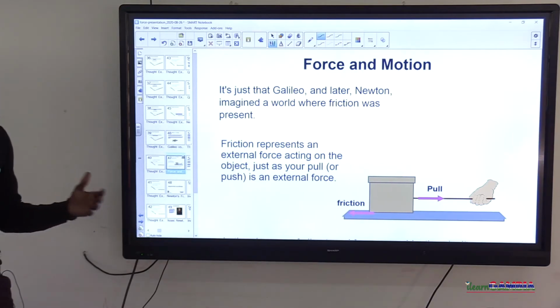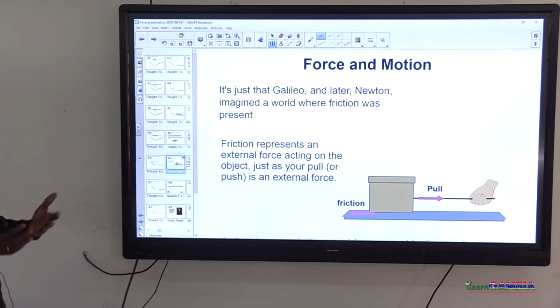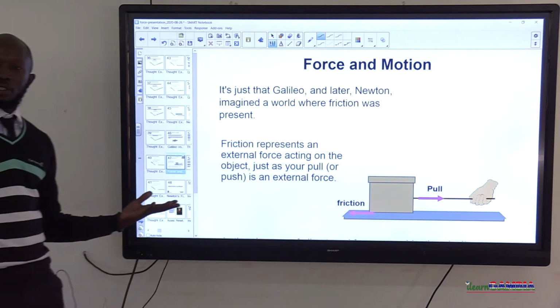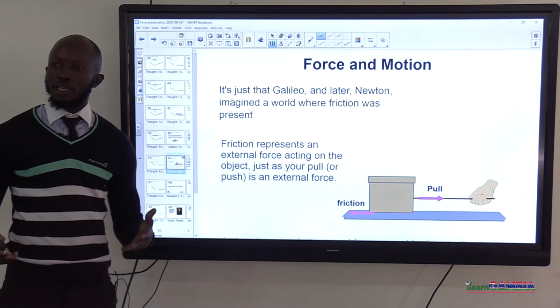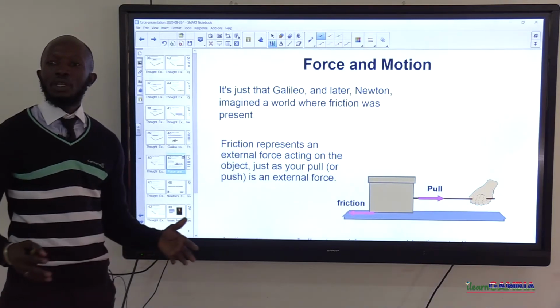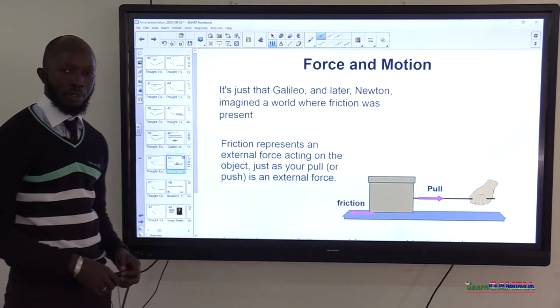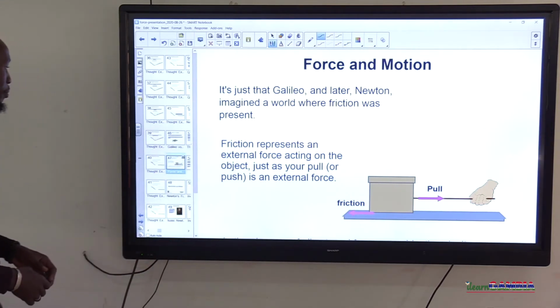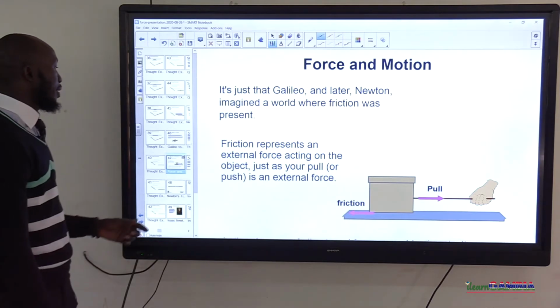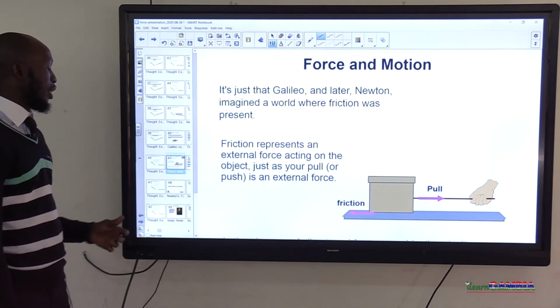Because in the entire world, there is no perfectly smooth surface. By that I mean there is no surface that you can create that does not have friction at all. There is no such surface. So it's an imaginary situation, right? Friction represents an external force acting on the object.